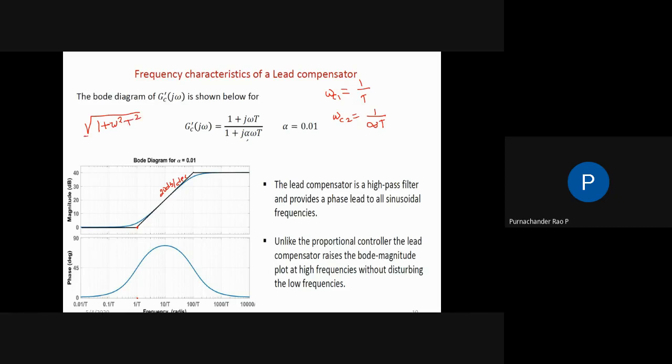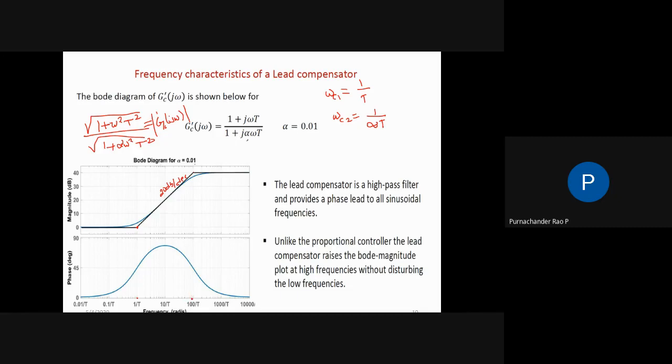This is the magnitude of the system divided by root of 1 plus alpha square omega square t square. This is the magnitude of your Gc of j omega, Gc dash of j omega. Okay, so when you are drawing the Bode plot, first of all you are taking the first corner frequency, and it has a 0 slope up to the corner frequency of 1 by t. Then the slope will be increasing.